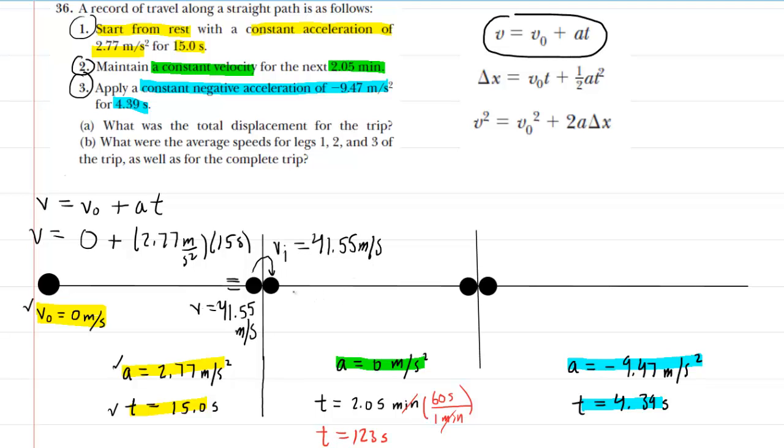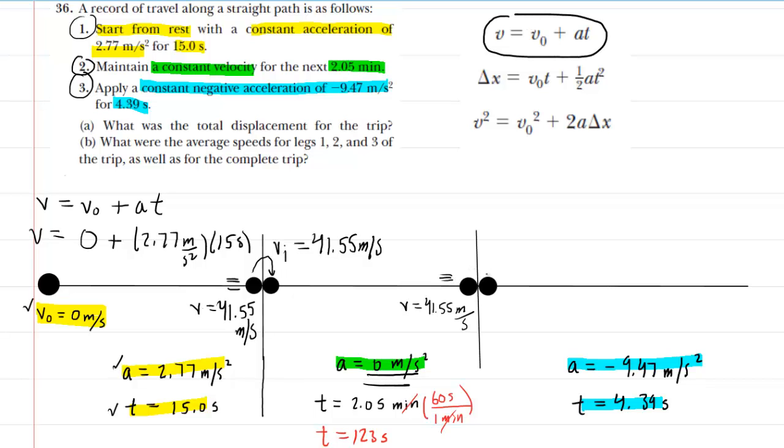Also note that during segment 2, the acceleration was 0. Now what that means is the velocity isn't changing. So if the initial velocity of segment 2 is the 41.55 meters per second, then the final velocity of segment 2 will also be 41.55 meters per second. And again, that's because the acceleration is 0, and therefore the velocity isn't changing during segment 2.